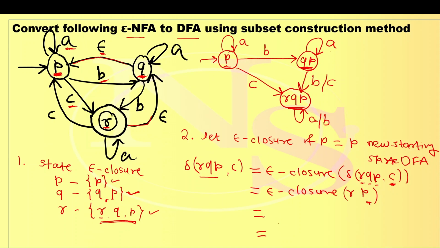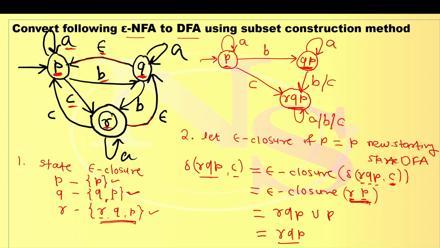Finally we are taking the union. P reading C goes to R, and there is no transition from Q. So it's correct, RP. Again, epsilon closure of RP is nothing but epsilon closure of R, what is it? RQP. Then epsilon closure of P, what is it? Union P. So RQP union P is nothing but RQP itself. It means the state reading C goes to itself. ABC having the self loop. And this becomes our final DFA, as there is no new subset created.